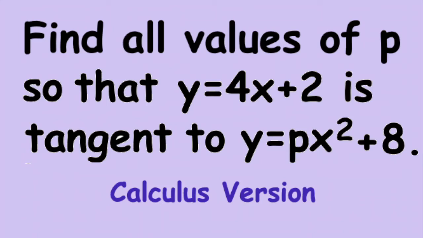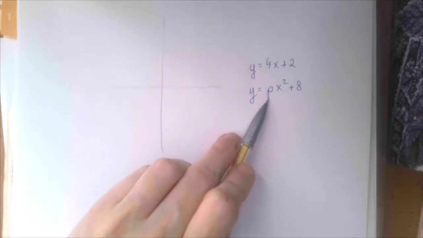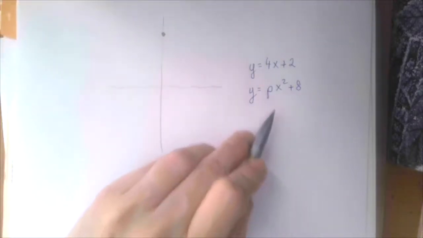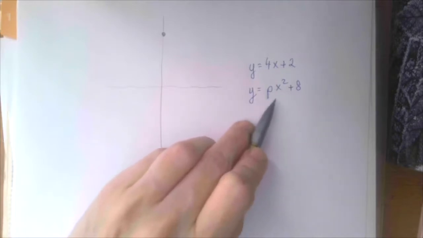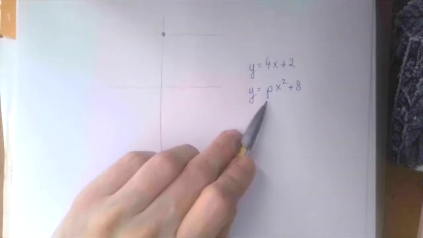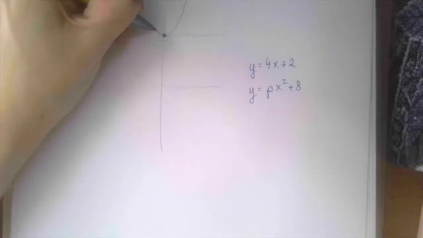This is what's given. We need to find a certain value of P that does the following. No matter what the value of P is, (0, 8) is always on this shape. If P is 0, then we just have the horizontal line y equals 8. But in any other case, px squared plus 8 would be a parabola with vertex at (0, 8).